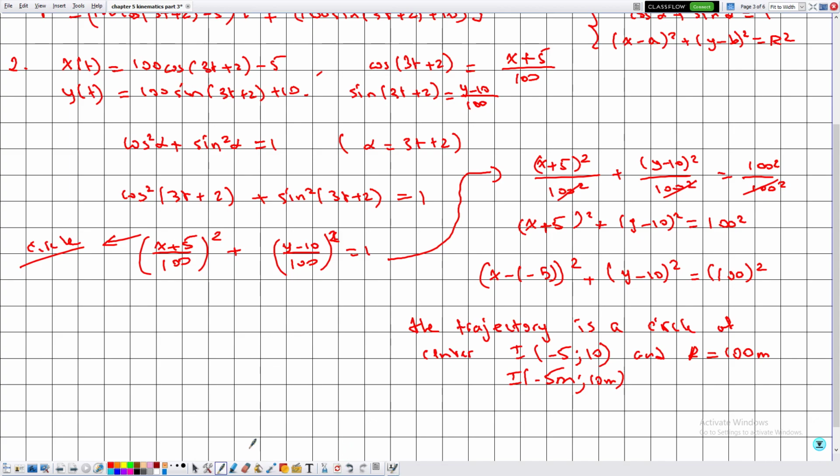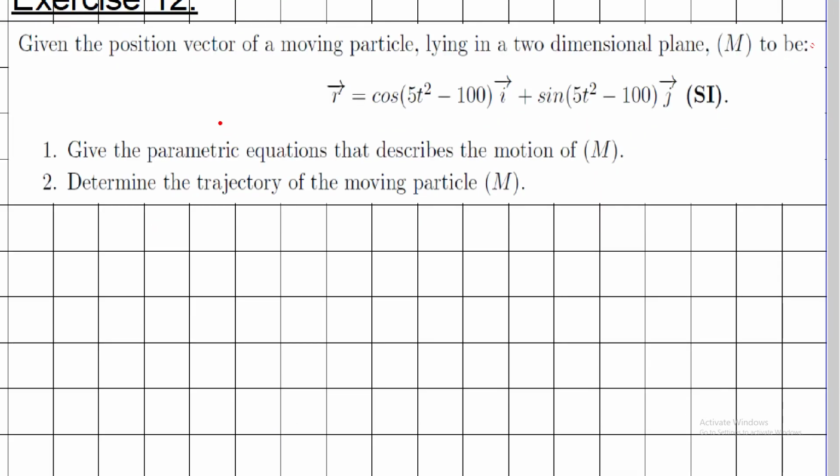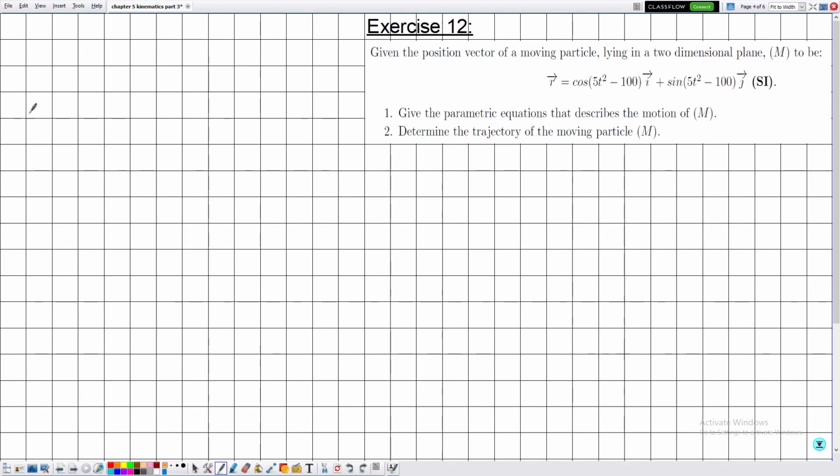Now the last exercise for this video. They are telling me, given the position vector of a moving particle lying in a two-dimensional plane, this is the position vector. Number 1, they are asking me to write the parametric equations. Now we have that the position vector is given by cosine of the angle, which is 5t square minus 100, multiplied by the unit vector i, plus sine of 5t square minus 100 multiplied by the unit vector j.